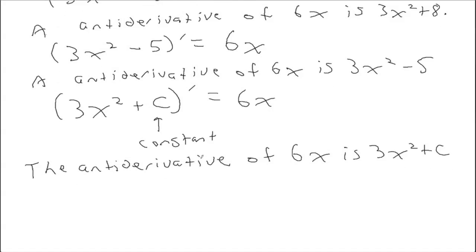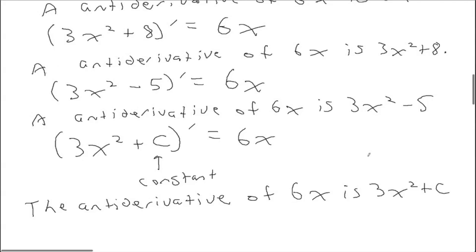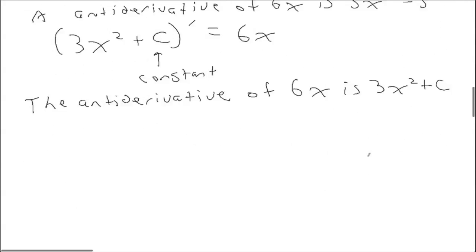So this is what we could call the most general antiderivative. This is the most general antiderivative of 6x. It's 3x squared plus c. Okay, good. All right, so those are some important ideas.